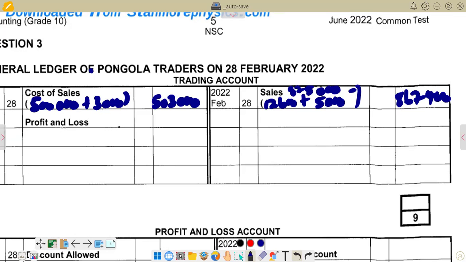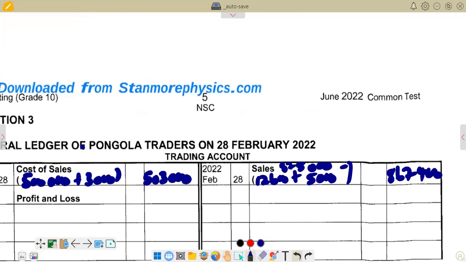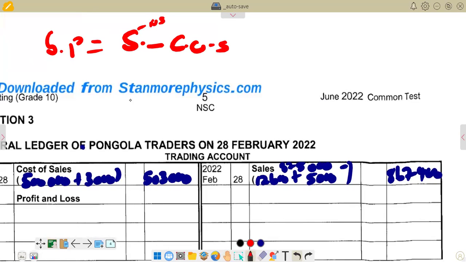Then we can now see, did we make a gross profit or a loss? So remember the figure for gross profit, we find it by saying gross profit is equal to sales minus cost of sales. So this is obviously the net sales figure. So if your answer here gives you a positive figure, it means it's a gross profit, and if it's a negative, it's a gross loss.